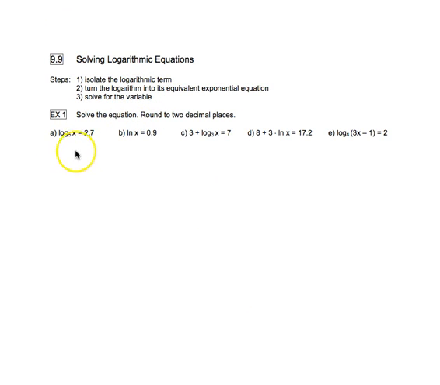So in the last lesson, we talked about solving exponential equations. Now we are going to be talking about solving logarithmic equations. So still three steps, different of course from the exponentials, but first we are going to isolate the logarithmic term.